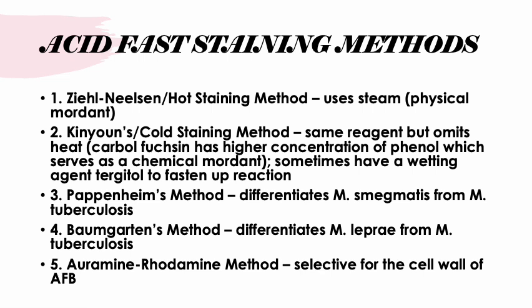Next is Pappenheim's method, which is used specifically to differentiate Mycobacterium smegmatis from M. tuberculosis. Baumgarten's, on the other hand, differentiates M. leprae from M. tuberculosis. And lastly is the Auramine-Rhodamine method, a fluorescent dye method, which selectively stains the cell wall of AFB. The AFB appears bright yellow or reddish yellow in the Auramine-Rhodamine method against a dark background.